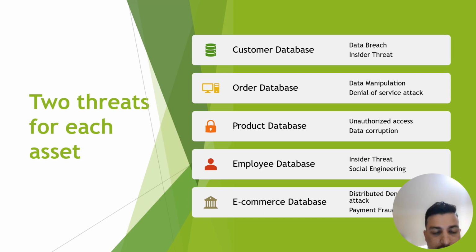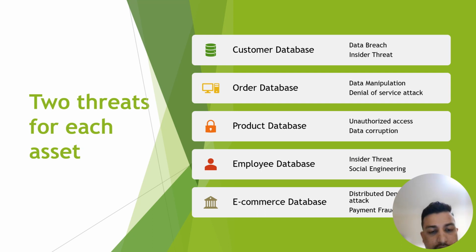Let's move on to our next slide, which is two threats for each asset. So for the customer database, the threats can be data breaches and insider threats. On data breaches, unauthorized individuals gain access to the customer database and steal sensitive customer details like names, payment details, and addresses. And another one is insider threat. An employee of SportX with customer database access intentionally leaks or sells customer information to a third party.